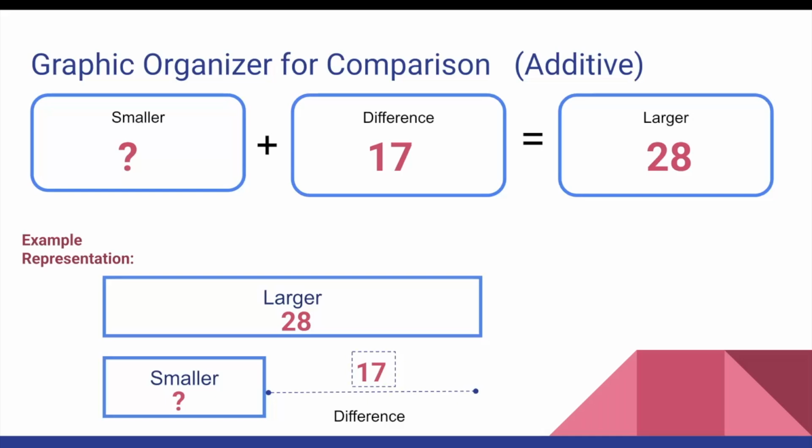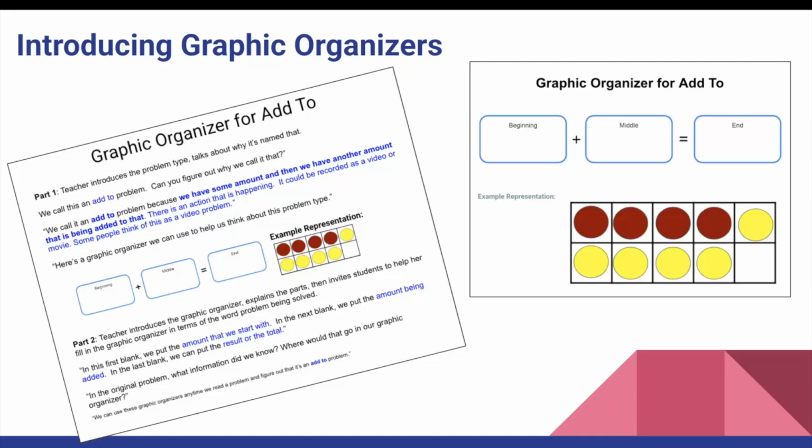Notice that the key word might have tricked us into adding, but the graphic organizer helps us to see that Jada is the smaller, so we subtract. When a new problem type is introduced in the modules, the teacher shows a graphic organizer and creates an anchor chart to display for students to reference. Pause the video here and look over the graphic organizers in your one-pager.